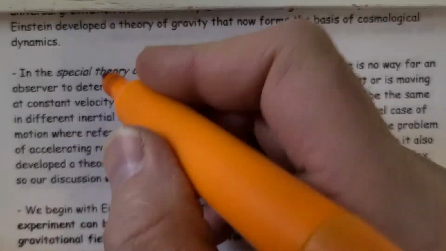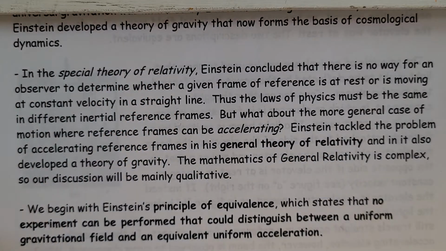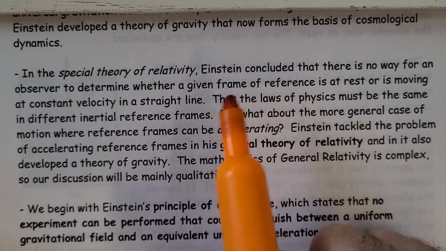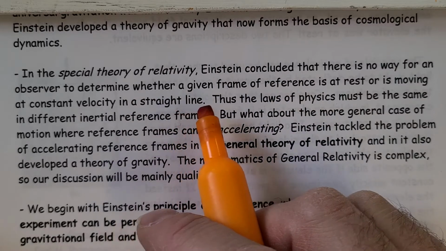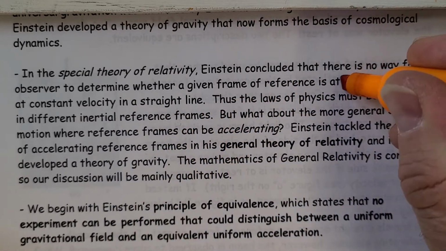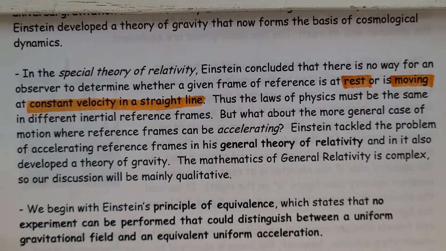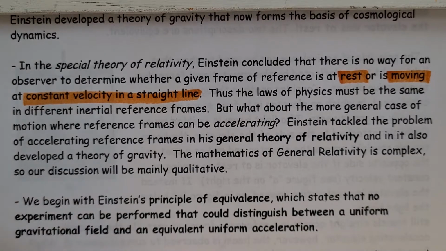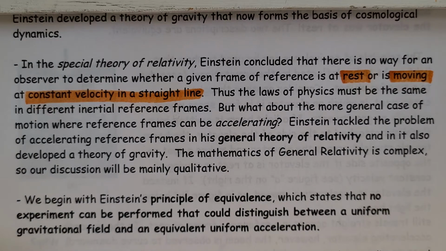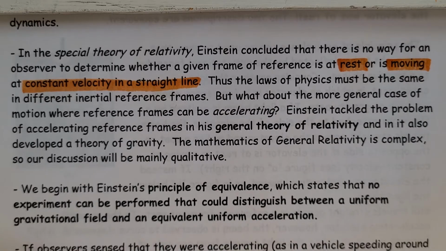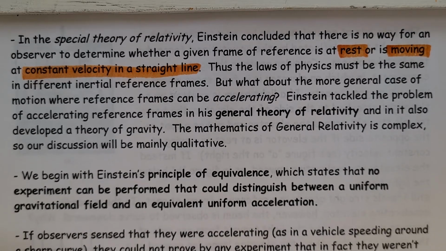So in the special theory that we've been talking about, Einstein concluded that there's no way for an observer to determine whether a given frame of reference is at rest or moving at constant velocity. So we talked about that in MP 1.1. If you're inside a van that has no windows and you're moving very smoothly, you could do any test and those tests would give you the same result as if that van was at rest. Thus, the laws of physics must be the same in different inertial frames.